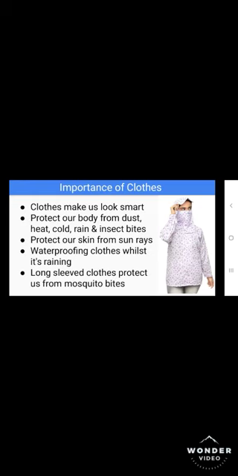Next is waterproof clothing while it's raining, which I have already discussed. Last, long-sleeved clothes protect us from mosquito bites. So insect bites and mosquito bites are all covered. Moving further, now that we know what kind of clothes we wear: party time, school uniform, sports uniform, different kinds of attire altogether.